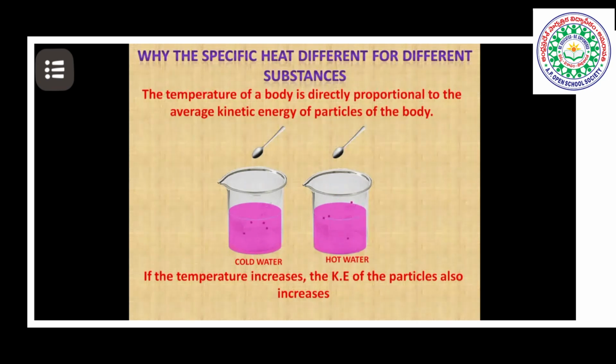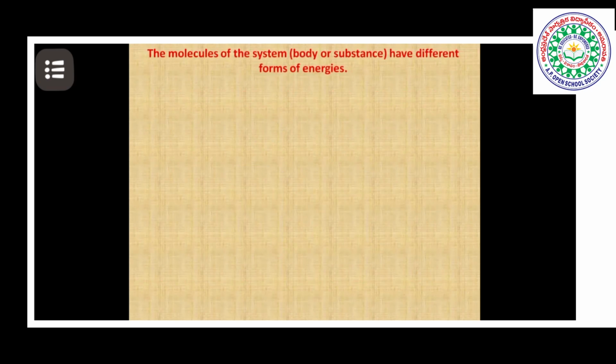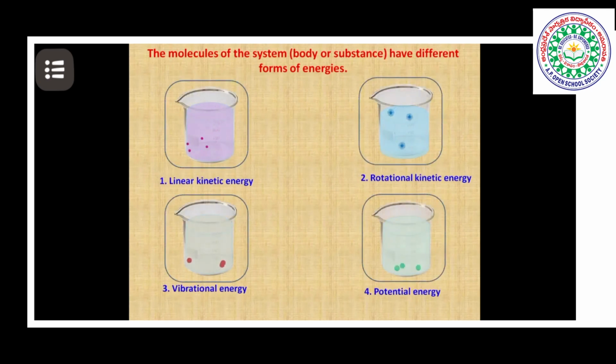So the molecules of a system, body or substance have different forms of energy. What are the different forms of energy of molecules in a substance? There are four kinds. One is linear kinetic energy, another is rotational kinetic energy, then vibrational energy, and potential energy. What is linear kinetic energy? Linear kinetic energy means the molecules are moving randomly along straight-line paths. Such particles possess linear kinetic energy.